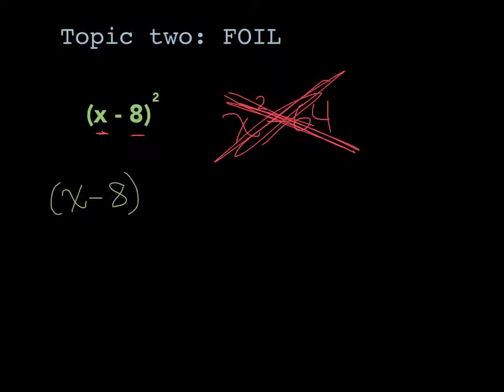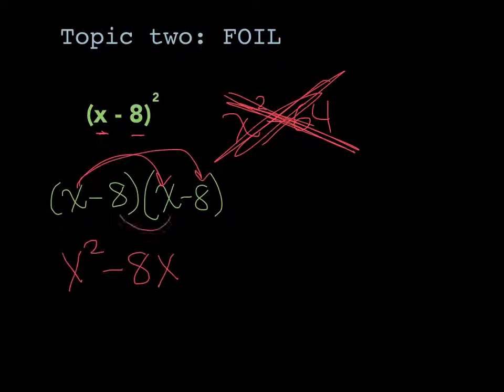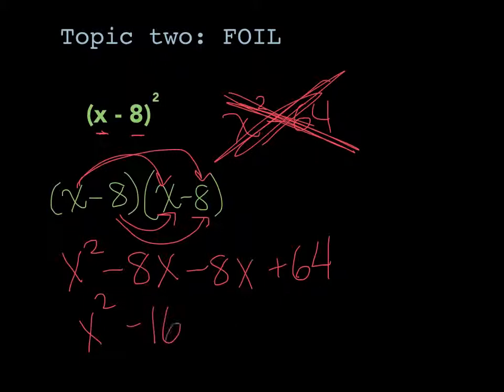We really need to think of this as a FOILing problem. So x minus 8 times x minus 8. Because that square just means multiply this thing, whatever's squared, by itself. And now I am going to FOIL. So I will do x times x, x squared, x times negative 8, minus 8x, negative 8 times x, minus 8x again, and negative 8 times negative 8 is going to be a positive 64. Combine my middle terms, I get x squared minus 16x plus 64.